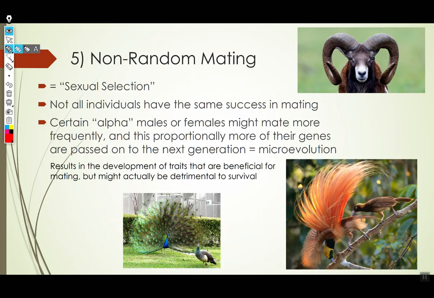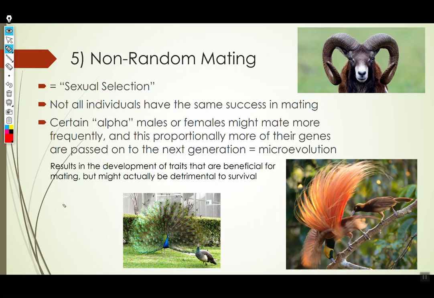Okay, so another one is non-random mating. And this is also called sexual selection. So here's the deal with this. And this is, in my opinion, the most interesting facet of evolution. So not all individuals in a population have the same success in mating. So certain males or females tend to mate more frequently. And this means that more of their genes are passed to the next generation.